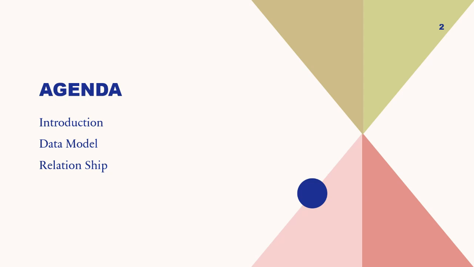Again, there is a third concept, that is a relationship. Relationship means association among the tables. How the tables are interconnected with each other. What relation the tables have with each other, how they are interconnected, that is known as a relationship.